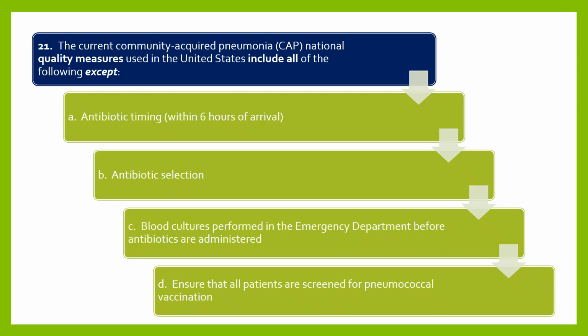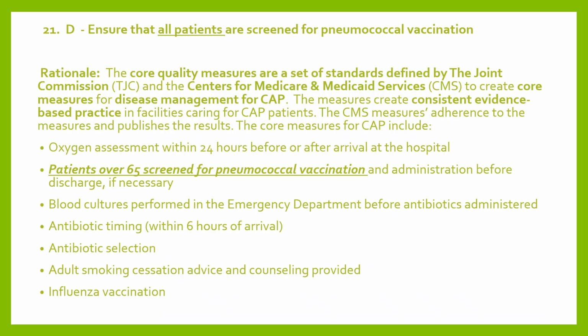Question 21. The current community-acquired pneumonia, or CAP, national quality measures used in the United States include all of the following except A. Antibiotic timing within 6 hours of arrival, B. Antibiotic selection, C. Blood cultures performed in the emergency department before antibiotics are administered, or D. Ensure that all patients are screened for pneumococcal vaccination. The answer is D. Ensure that all patients are screened for pneumococcal vaccination.